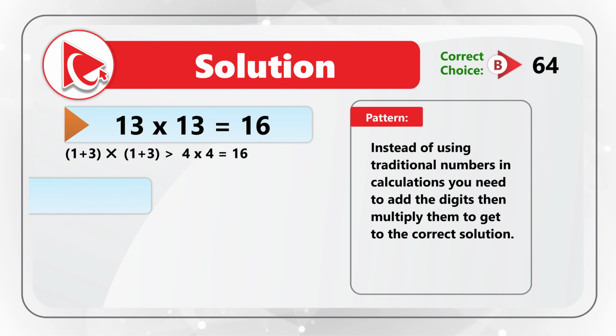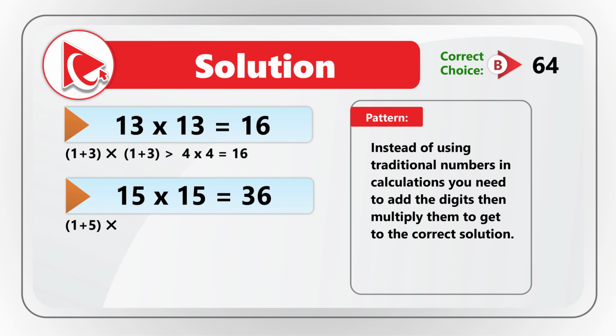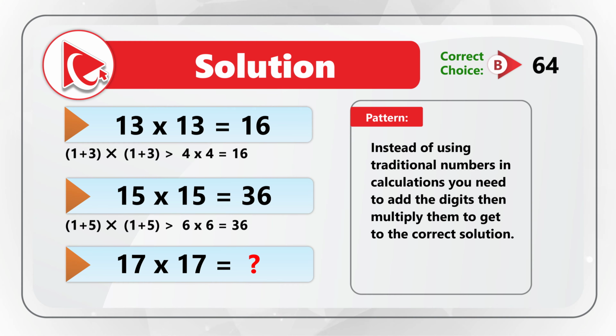For the second expression, you need to add in parentheses 1 plus 5, multiplied by another expression in parentheses 1 plus 5, which would be equal to 6 multiplied by 6, which would equal 36. To calculate the final expression, you need to add 1 plus 7, which would be equal to 8, multiplied by another expression 1 plus 7, which would be equal to 8 multiplied by 8, and it would be equal to choice B, 64.